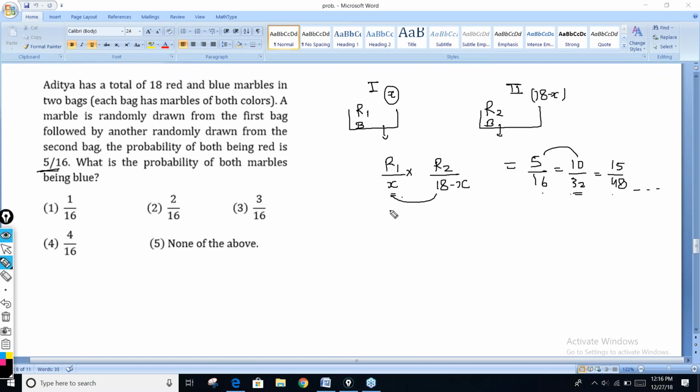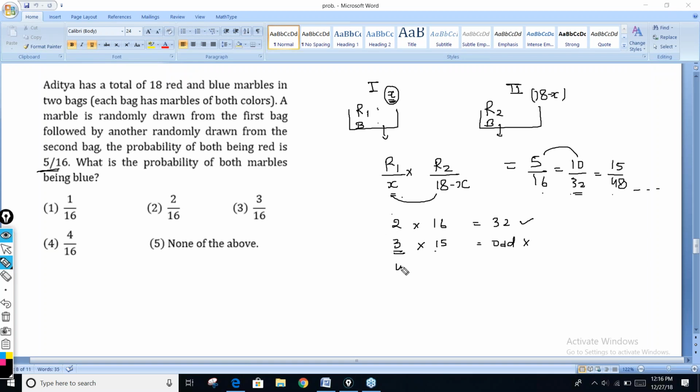If this is 1, can I take 1? No, I cannot take 1 because at least one marble of both the colors should be there. So I can take at least 2. If I take 2, this will be 16, because 18 minus 2 is 16. So the product is coming out to be 32, which is valid. If I take 3, this will be 15, and if both are odd, the product will be odd. An odd number cannot be a multiple of 16. So we need not check odd numbers, we'll just check the even numbers.